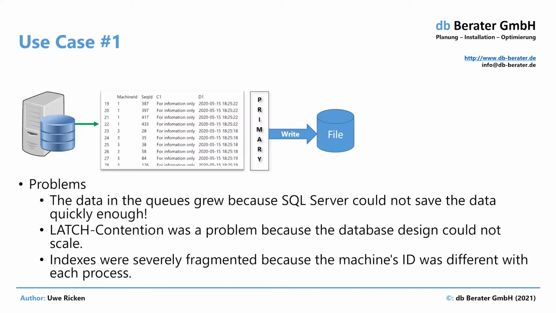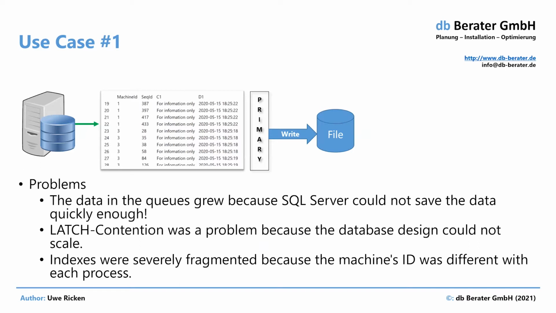So the data in the queue grew because the SQL Server could not save the data quickly enough. Not a problem of storage here. The problem is the latch contention. That was definitely the problem here with the database design, because the table was not able to scale.